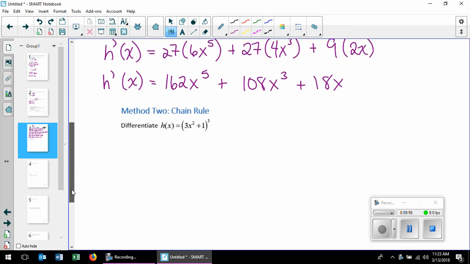Okay, so now we're going to use the chain rule to do the exact same thing we did up here. Okay, it's a composite function. So first of all, I got to find my g of x and my f of x. That's why that's important. So what's my f of x? Okay, what's my g of x? If you struggle with that part of the chain rule, it's going to be really difficult.